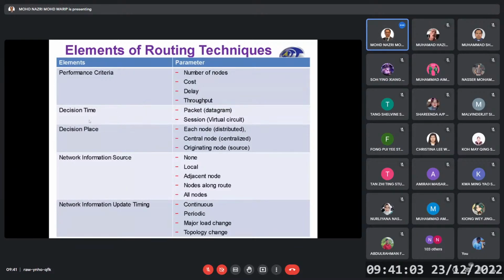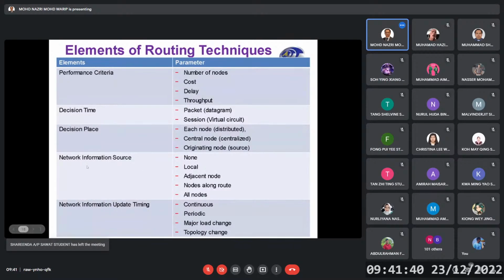Decision time. Packet or datagram or session, which is setup time. Decision place. Each node, you want distributed or centralized, or originating node, the source. That means where you want to start the routing, which router you want to configure IP routing on. This is the criteria you need to take care of.